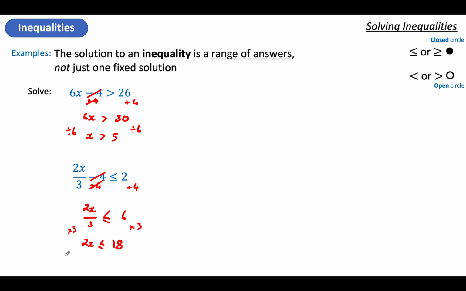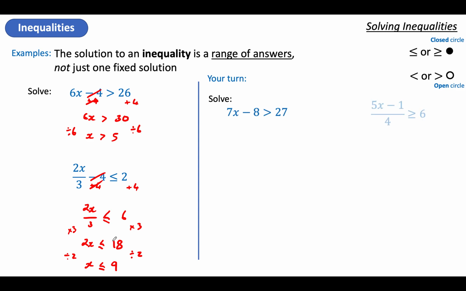So first of all, divide. Well, not first of all, this is the last step. Divide by 2, because I don't want 2x, I only want 1, so we halve everything to get x is less than or equal to 9. So again, process is exactly the same. You just make sure you use whatever sign is in the question.